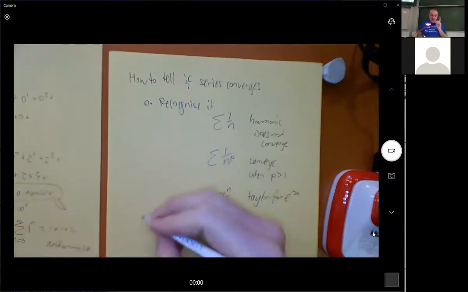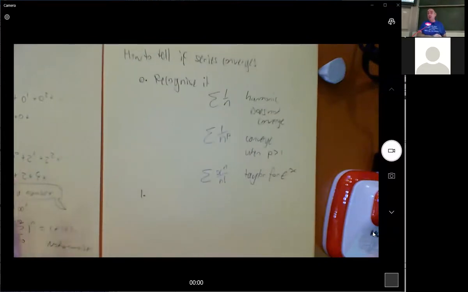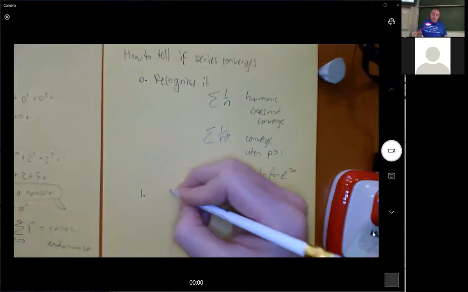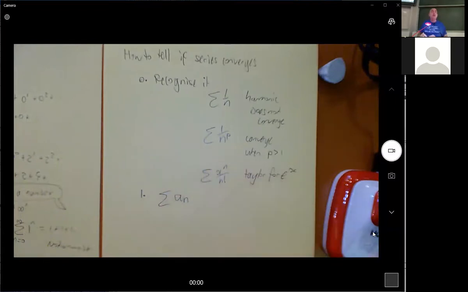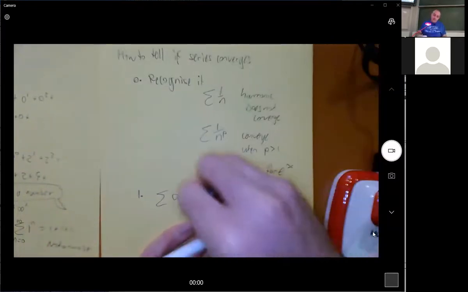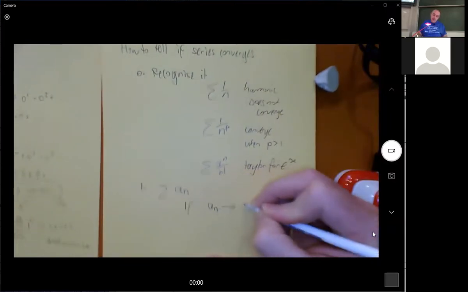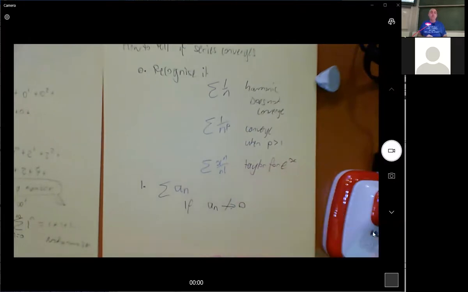Okay. So the next one is that you can tell when it definitely doesn't converge. So if you've got a series that just has AN, and that might include an X inside it, but it's just like that, then that converges, well, if the limit of AN isn't 0, so AN does not approach 0 as n goes to infinity, then it does not converge.